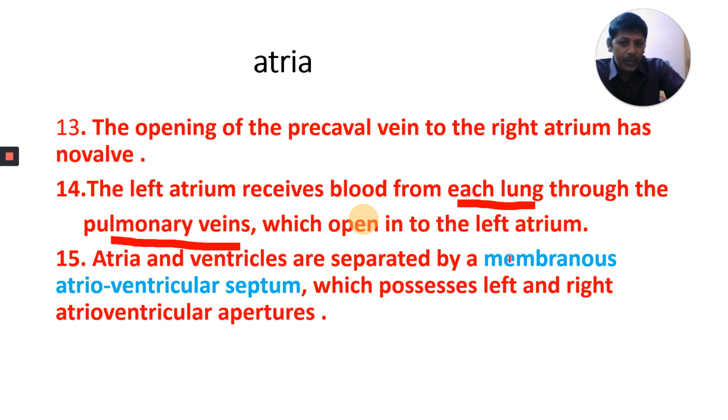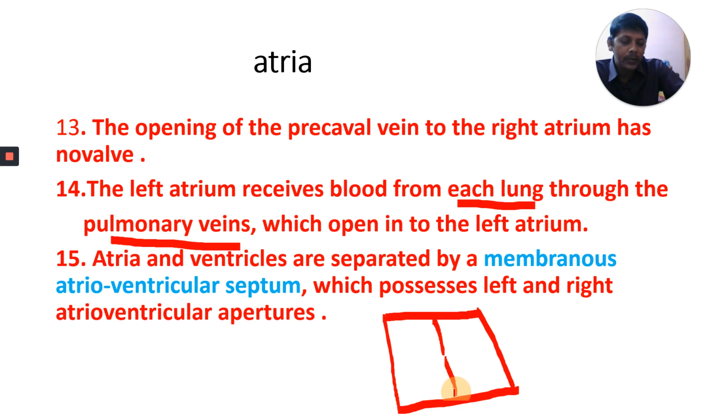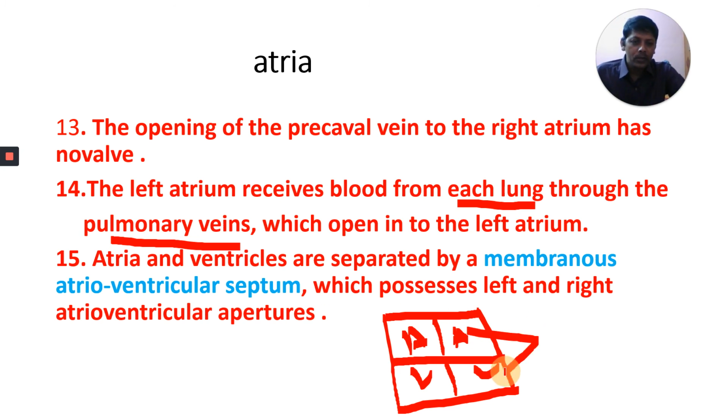Atria and ventricles are separated by a membranous atrioventricular septum, which possesses left and right atrioventricular apertures. You have to listen to this very carefully, otherwise you cannot understand. Earlier we discussed the IAS between the two atria, and the IVS between the ventricles. This is one atrium, this is the left atrium, this is a ventricle. In between the atria and ventricles there is another septum. It is called the atrioventricular septum because it is present between atria and ventricles.